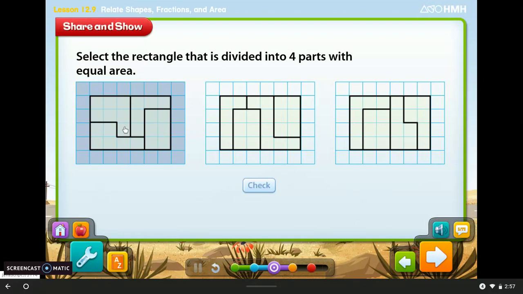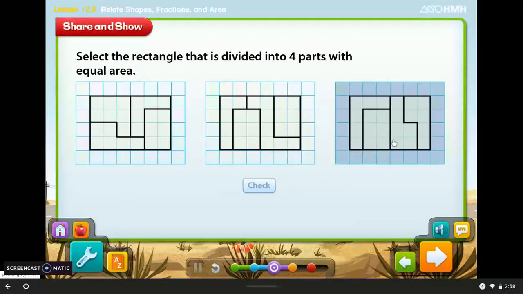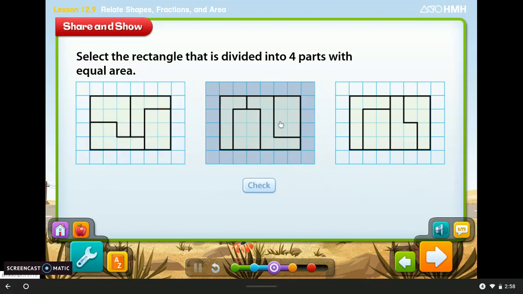This part right here has 3 right here, and 1, which equals 7. But this part right here only has 1, 2, 3, 4, 5. Are those equal areas? No. How about this one? This little friend has 1, 2, 3, 4, 5 pieces. But what about this one? 3 and 3 does not make 5. It actually makes 6. So does that mean these are equal areas? No. So if this one's not equal and this one's not equal, by process of elimination, we should know this is the right answer. But can we check? Yes.